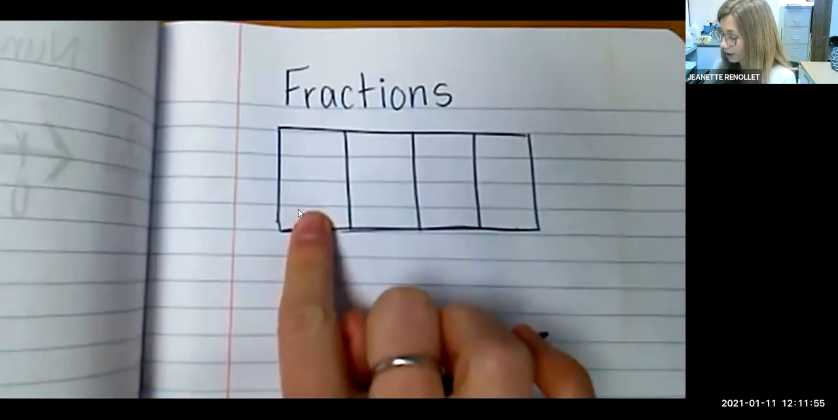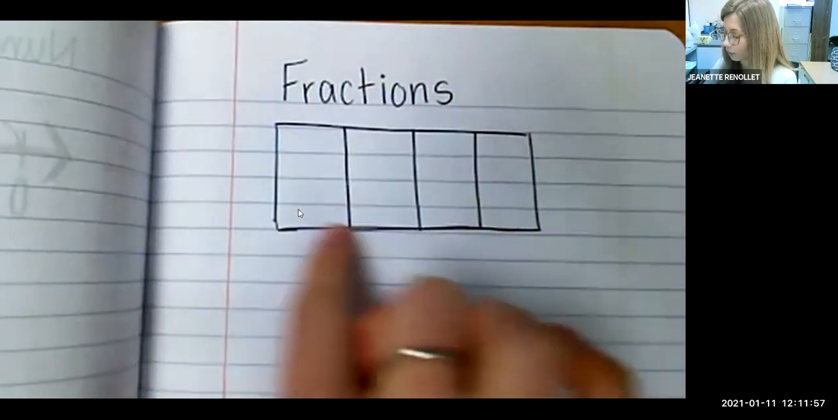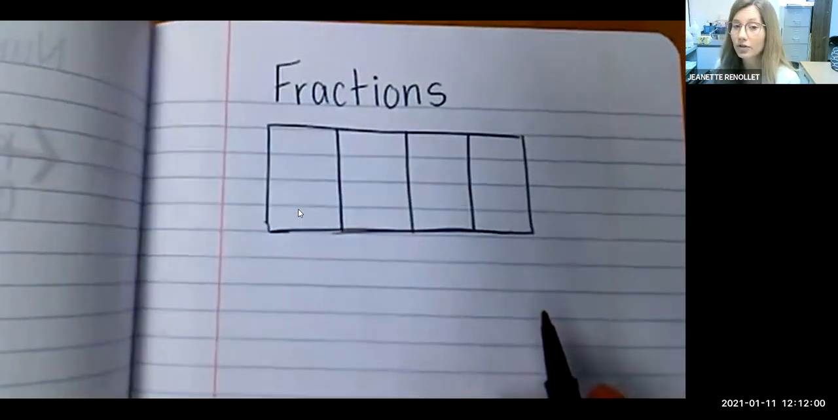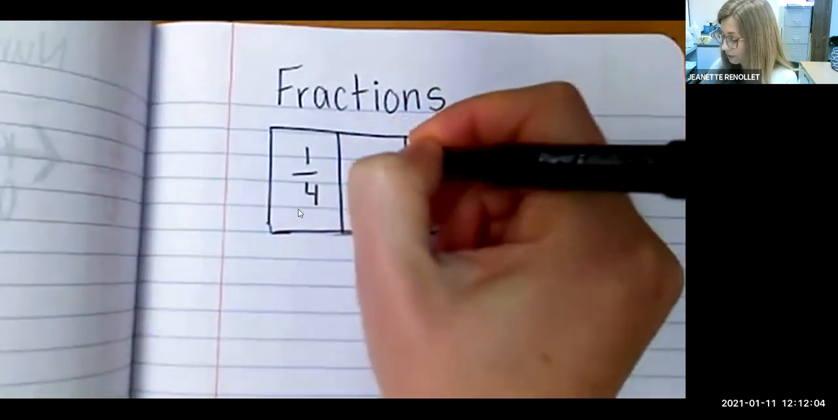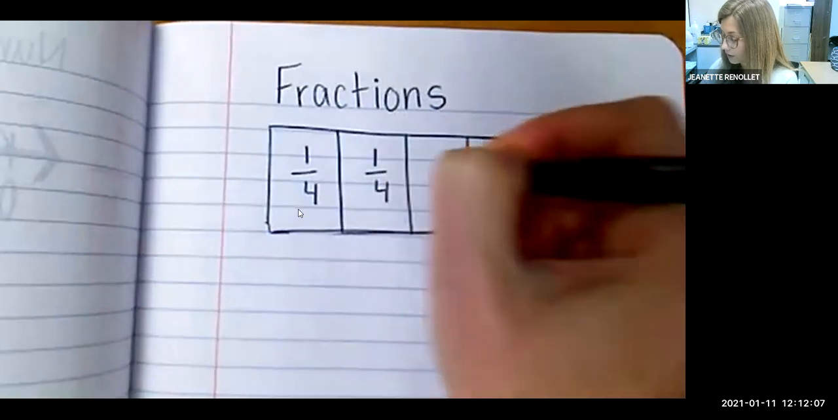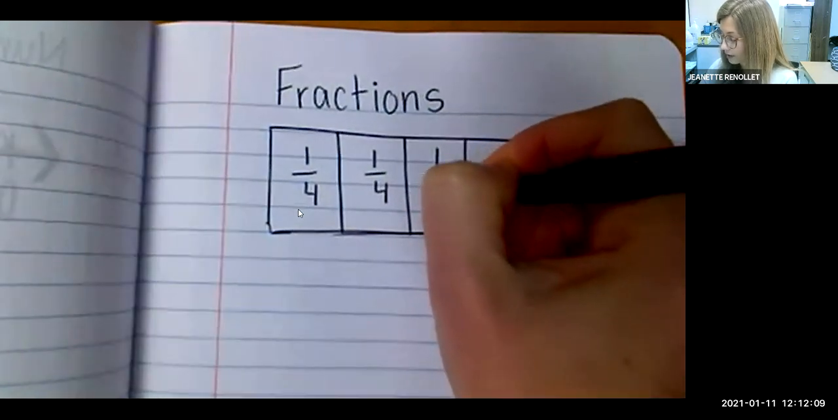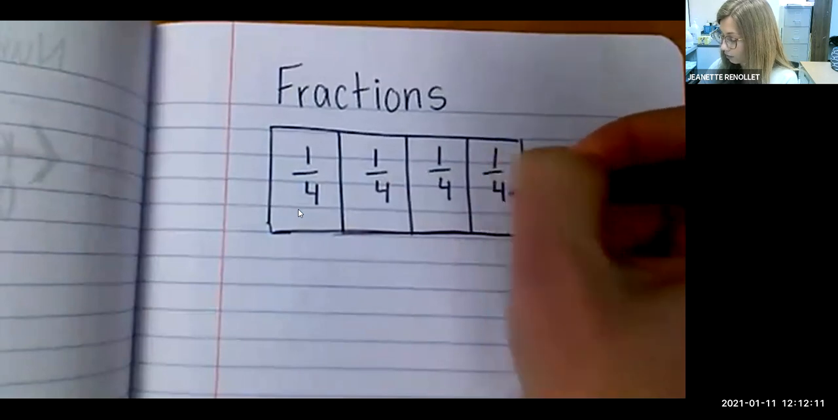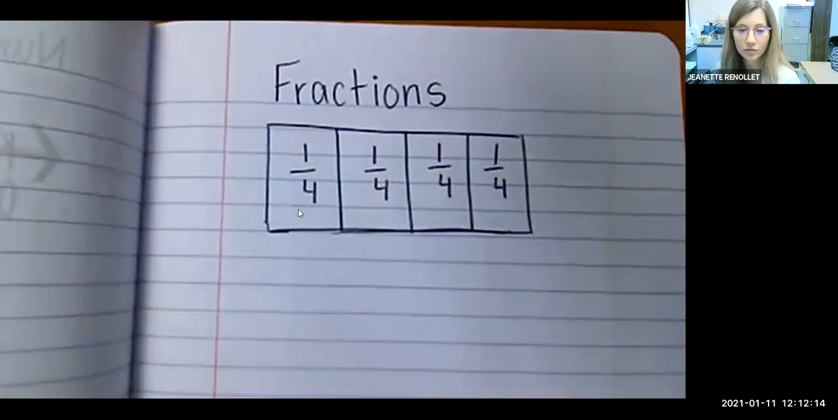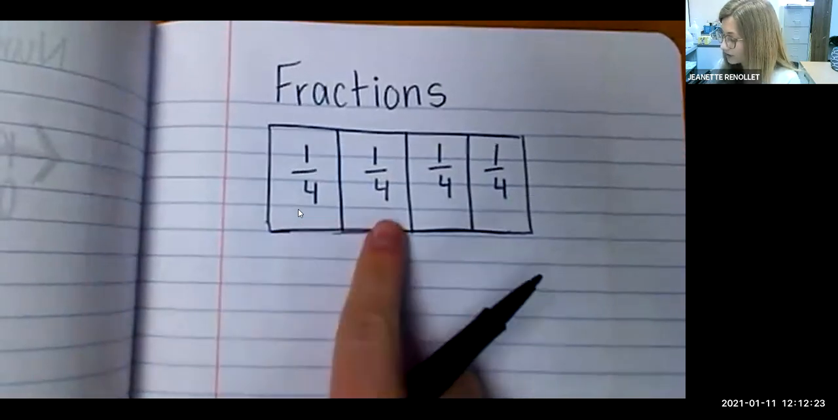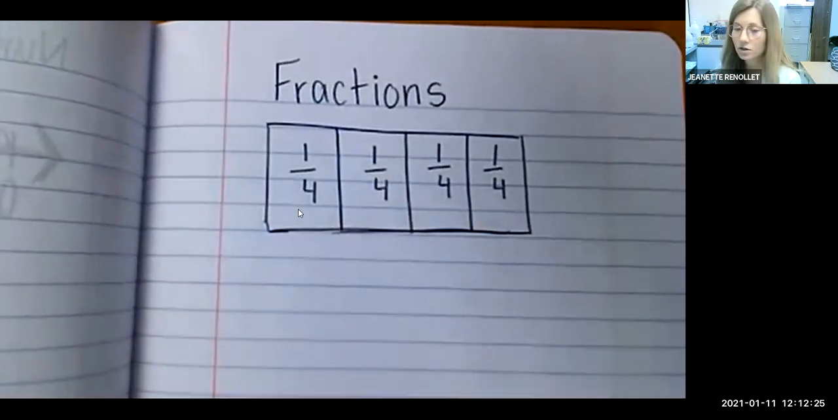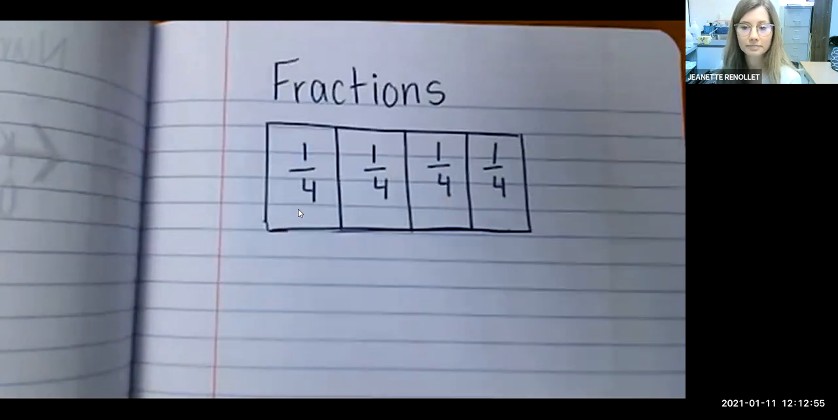We know that each part is 1 out of the whole, so we can label the unit fraction. We know that each part is called 1/4, 1/4, 1/4, 1/4. There's my fraction robot. 1/4, 1/4, 1/4, 1/4. We have now labeled each part. Check that your model matches mine.